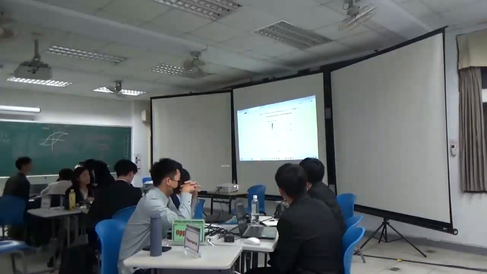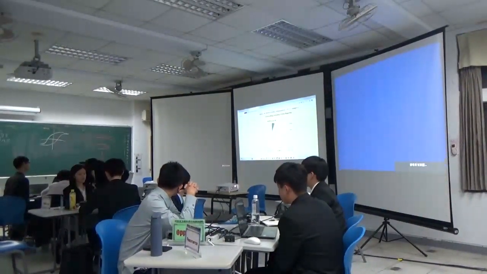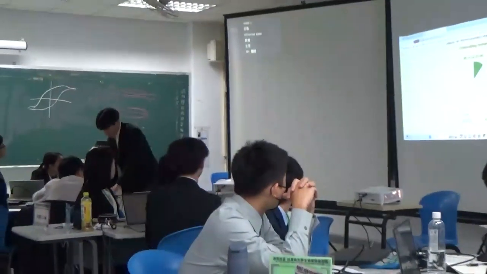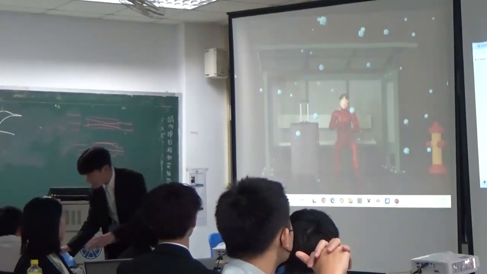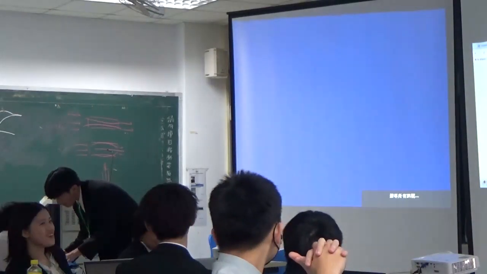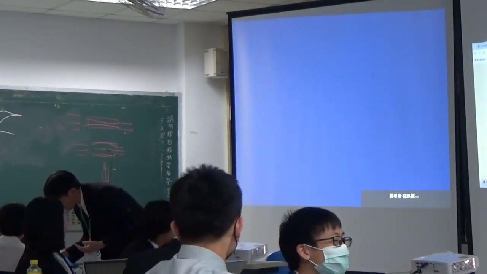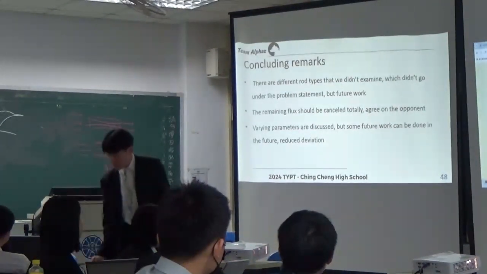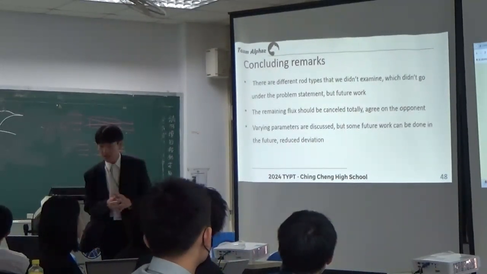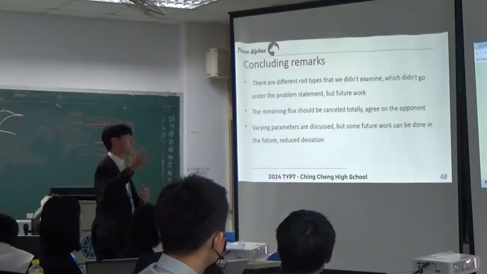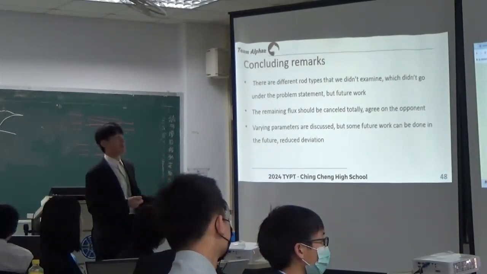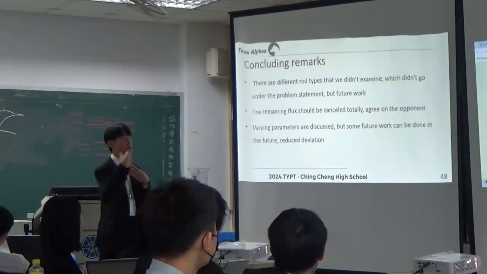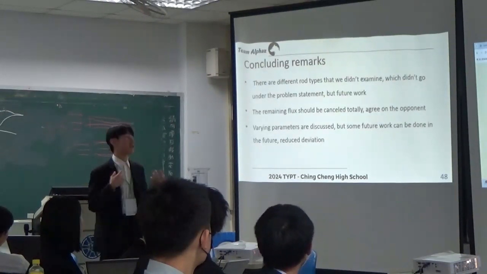So for our concluding remarks, there are several points where the opponent discussed different rod types that we didn't examine, which didn't fall under the problem statement, but we can do in future work, like the paramagnetic and diamagnetic parts. And regarding the remaining flux of the rod, which should be cancelled totally, as the opponent said, there will still be some remaining flux even though the rod reaches a high temperature. We totally agree with that, and that is future work we can do.